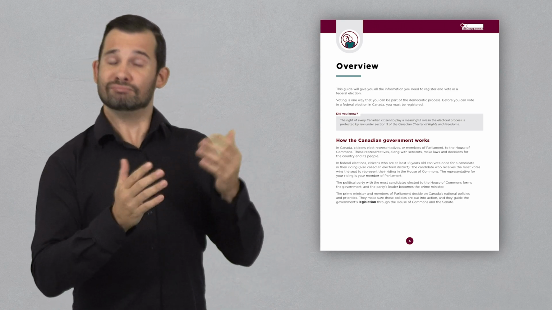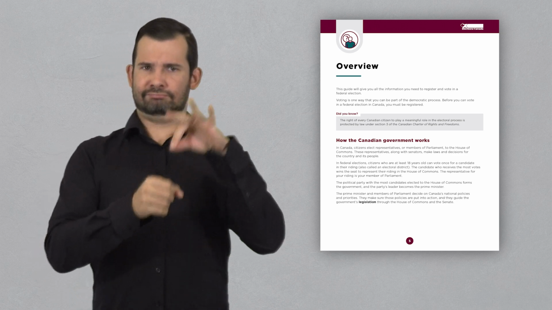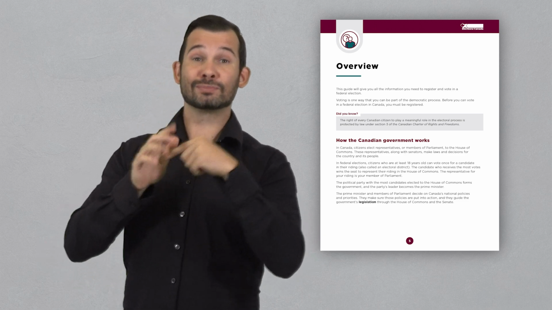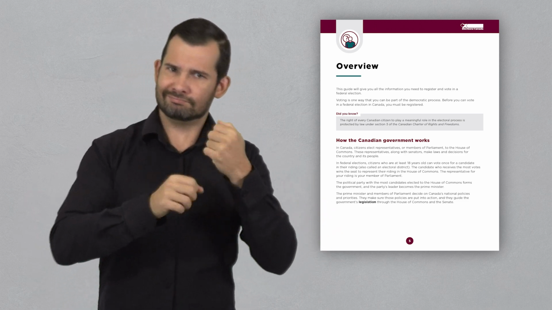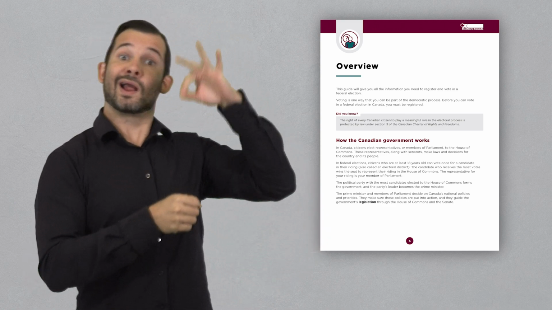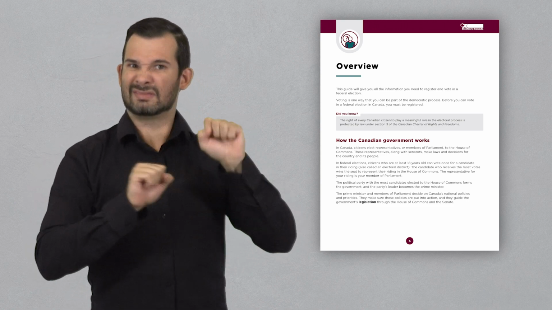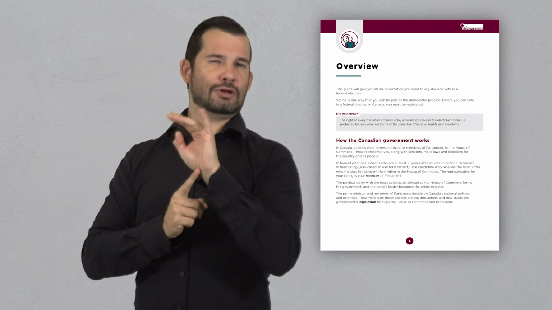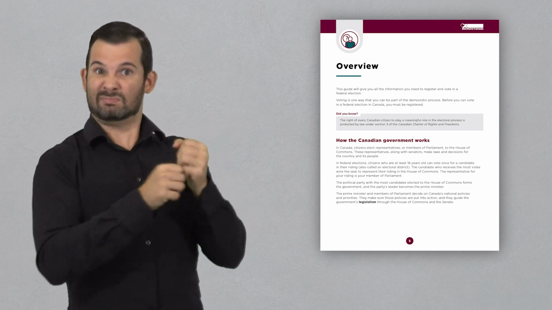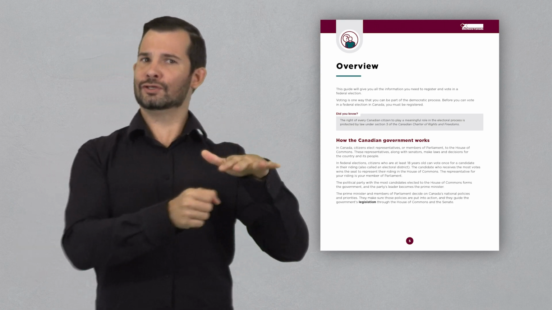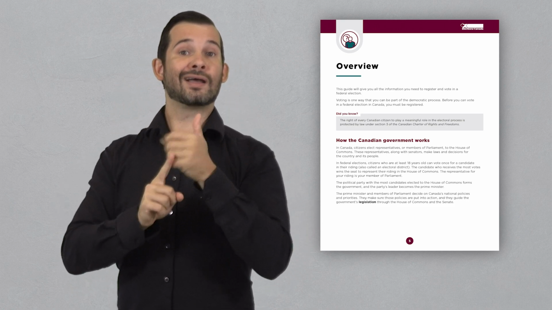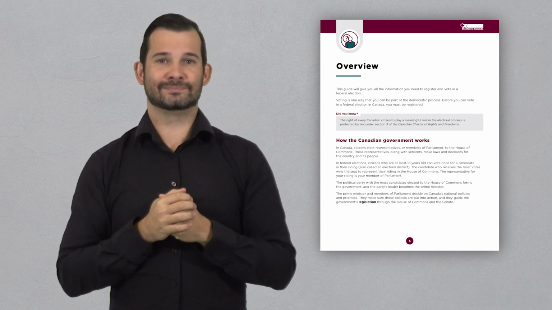How the Canadian government works. In Canada, citizens elect representatives, or members of Parliament, to the House of Commons. These representatives, along with senators, make laws and decisions for the country and its people. In federal elections, citizens who are at least 18 years old can vote once for a candidate in their riding, also called an electoral district. The candidate who receives the most votes wins the seat to represent their riding in the House of Commons. The representative for your riding is your Member of Parliament.